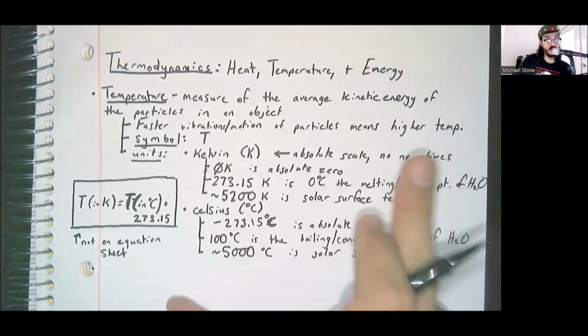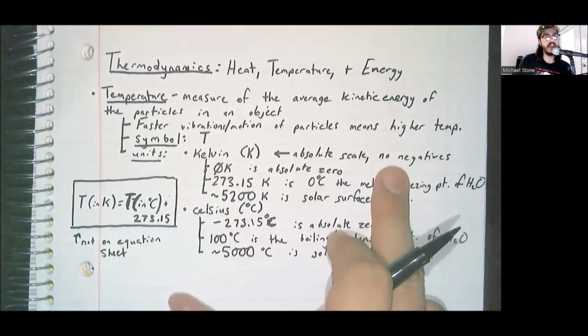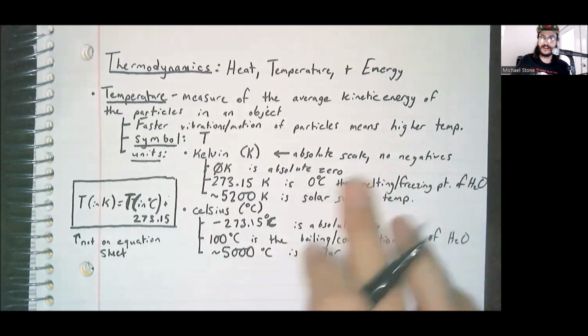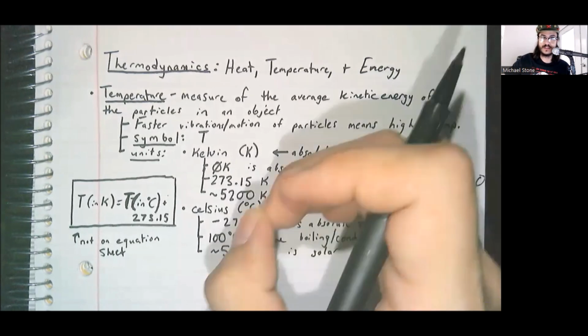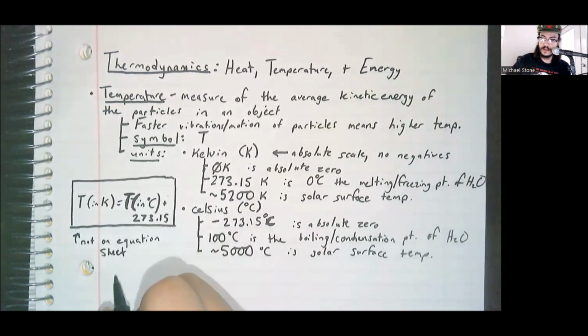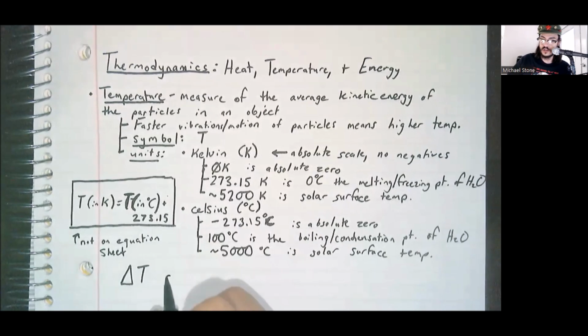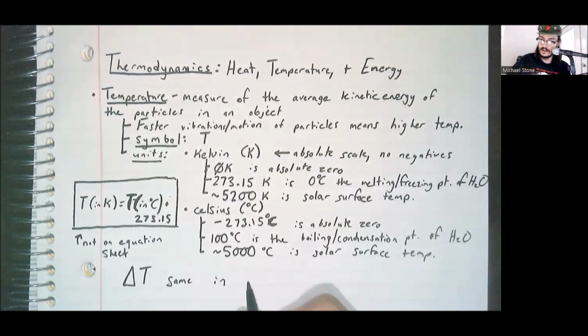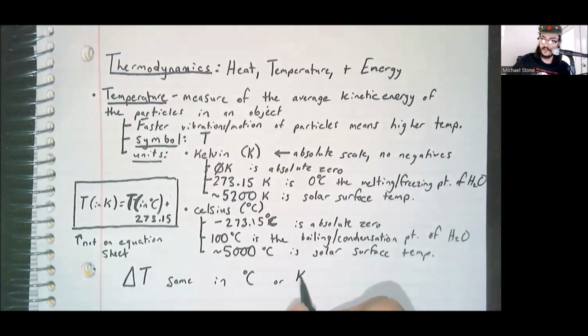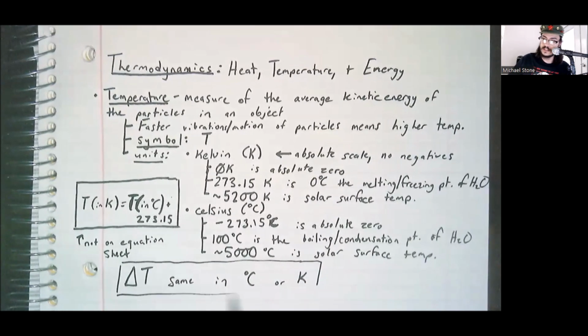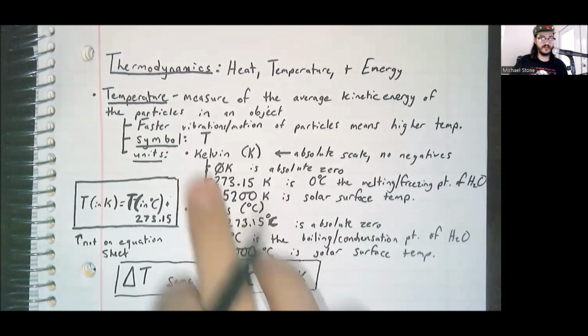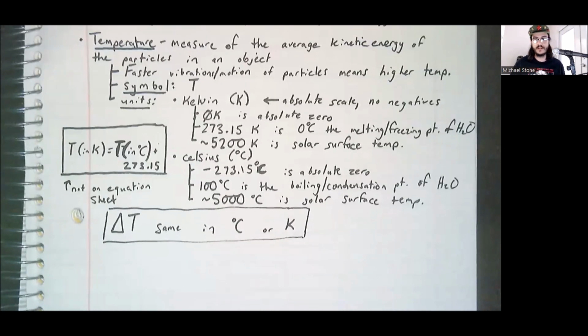But it is worth noting that 1 Kelvin is the same amount of temperature difference as 1 degree Celsius. They are equivalent in terms of intervals. That means that delta T, a change in temperature, would be the same in degrees Celsius or Kelvin. So if you're working with delta T, you don't have to worry about converting back and forth. If you're just worried about the difference, that's going to be the same in both.